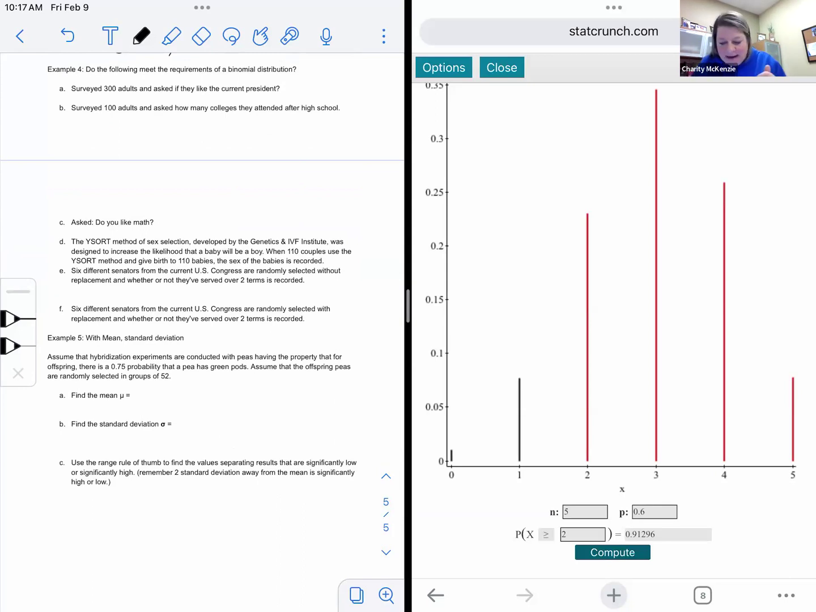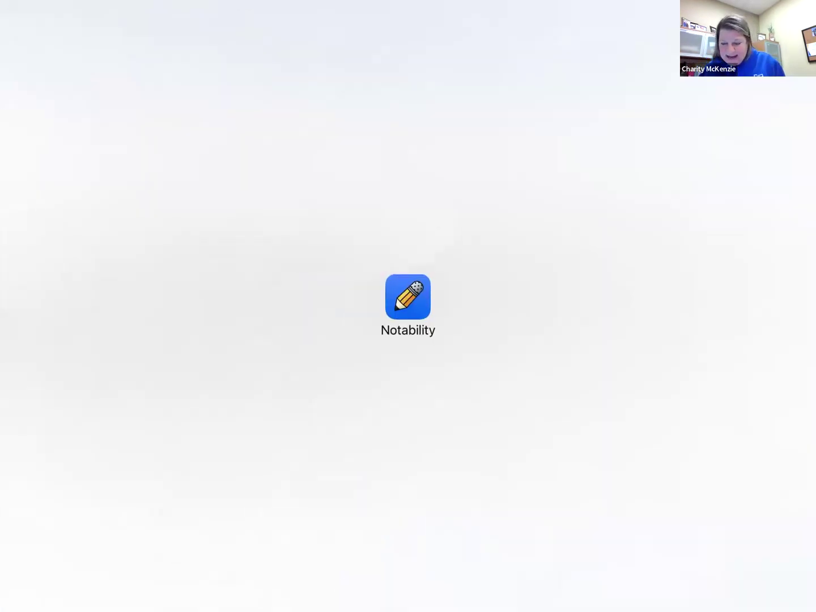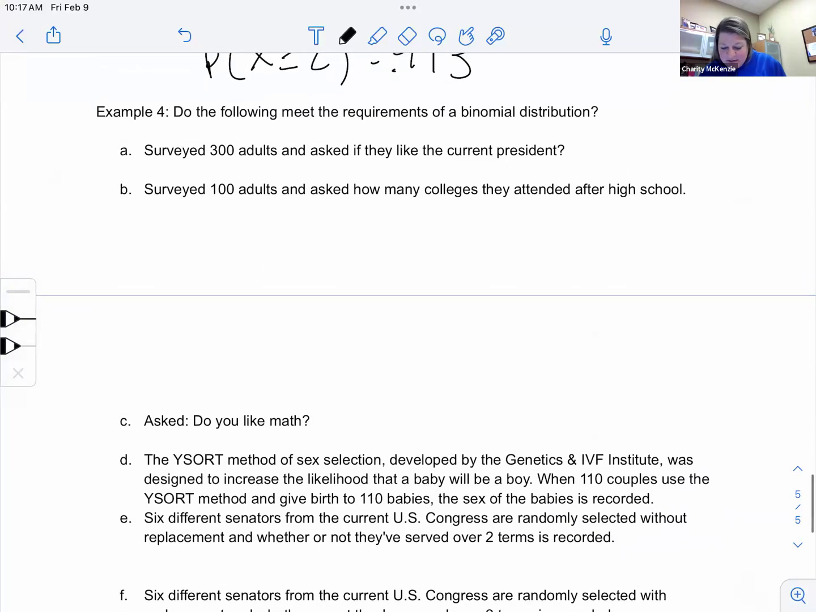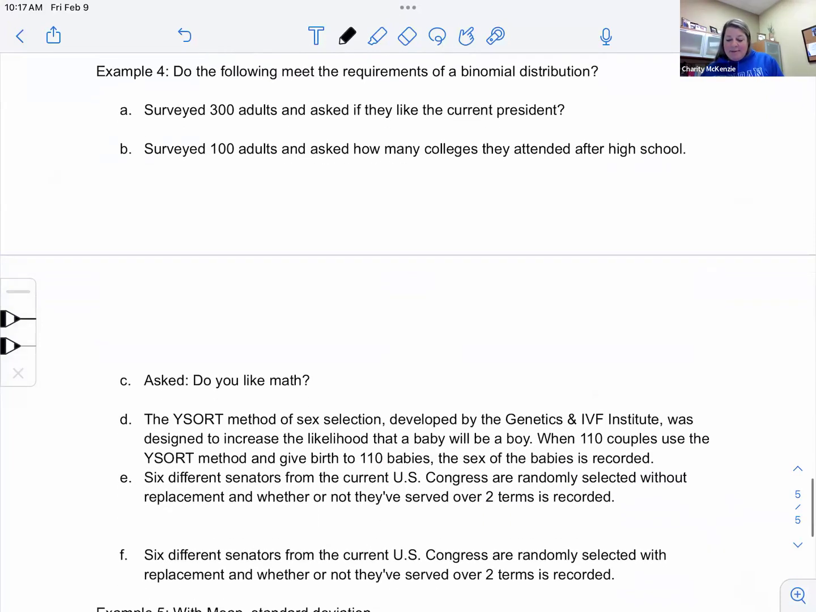Can I use the binomial? I'm going to do full screen for a minute as we read through these. So the first one, if I surveyed 300 adults and I asked if they like the current president, is it a binomial distribution? Well, I asked a yes or no question. Do they like the current president? Yes, no. Each person's independent. We don't have any repetitive. So yes, looking at what they gave us for information, that meets it.